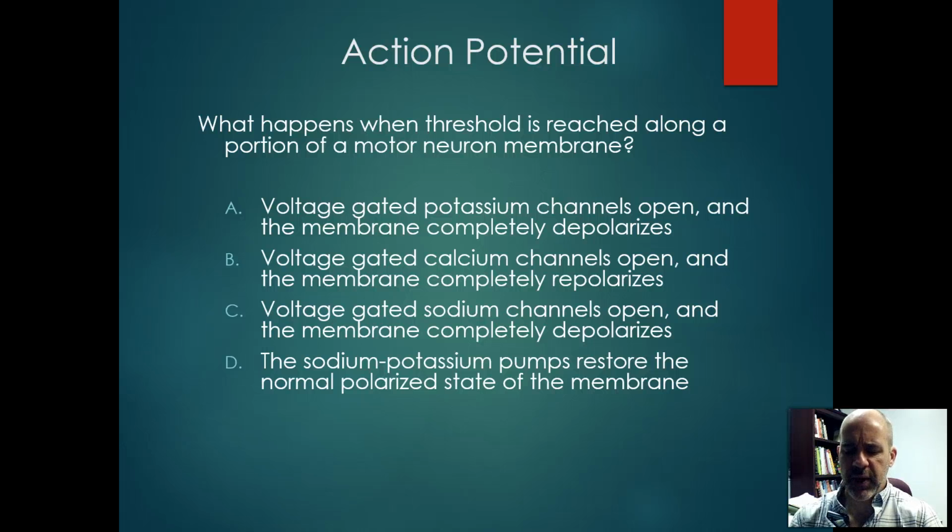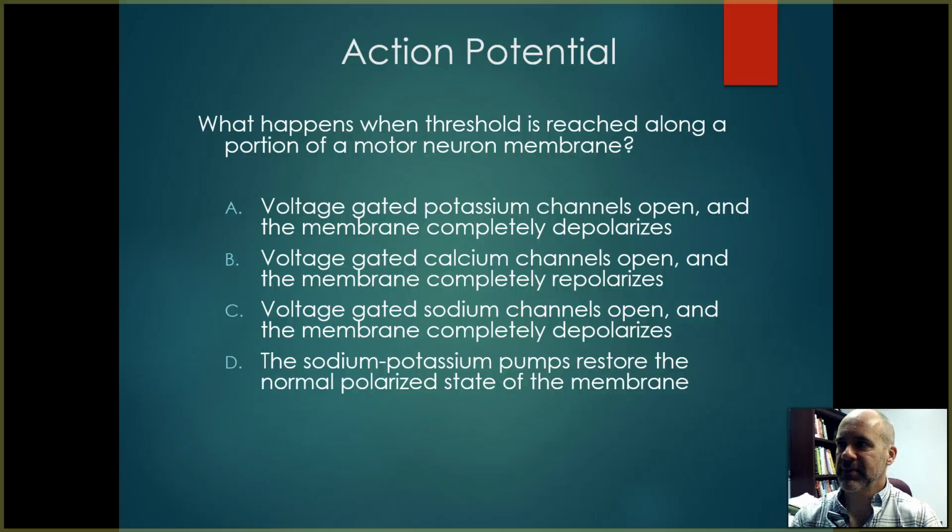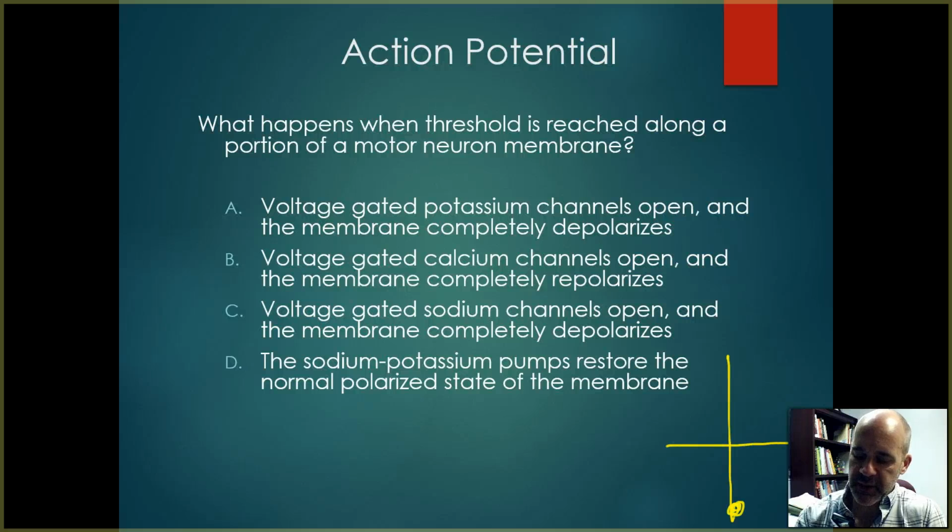All right, what happens when threshold is reached along a portion of a motor neuron membrane? So this is one of those where you've got to know the terminology, or this is going to sound like a foreign language to you. Threshold, remember we were looking at the action potential graph. On a resting motor neuron membrane, you're starting off at minus 70. Threshold is about minus 55. If you have depolarization, so the charge along the cell membrane is becoming a little bit more positive, once it hits minus 55, and this is going to start at the axon hillock, that's called threshold. And so what's going to happen?